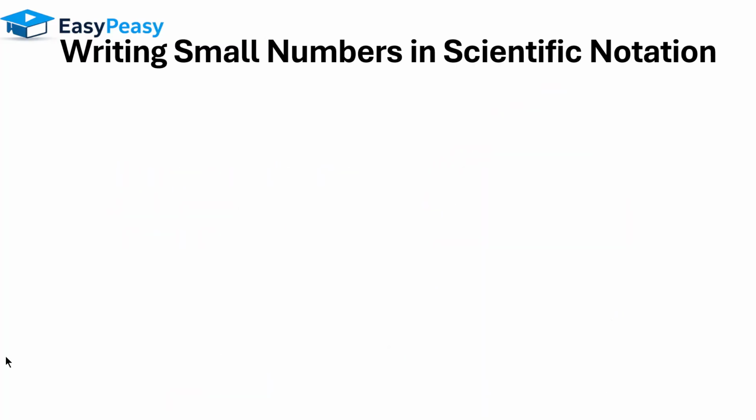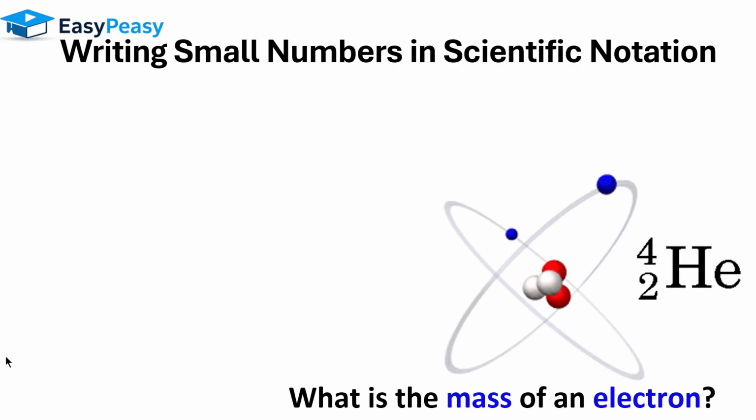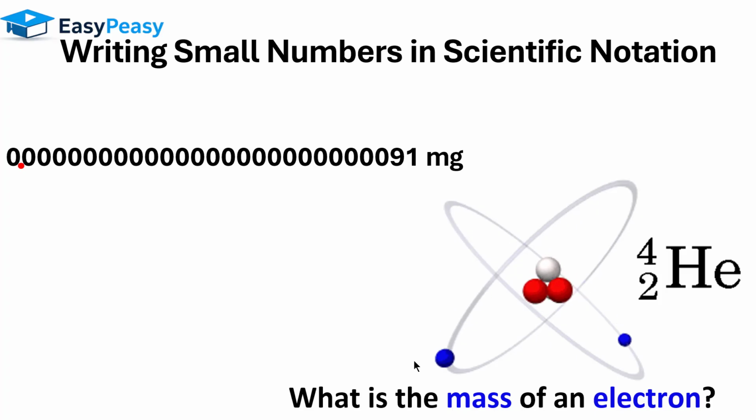So the example I have for a very small number is, let's take this atom and find out the mass of this teeny tiny electron present in this helium atom. So we are talking about these blue balls that are revolving around the nucleus. The mass of an electron is approximately this big. Now it's again a very big value.